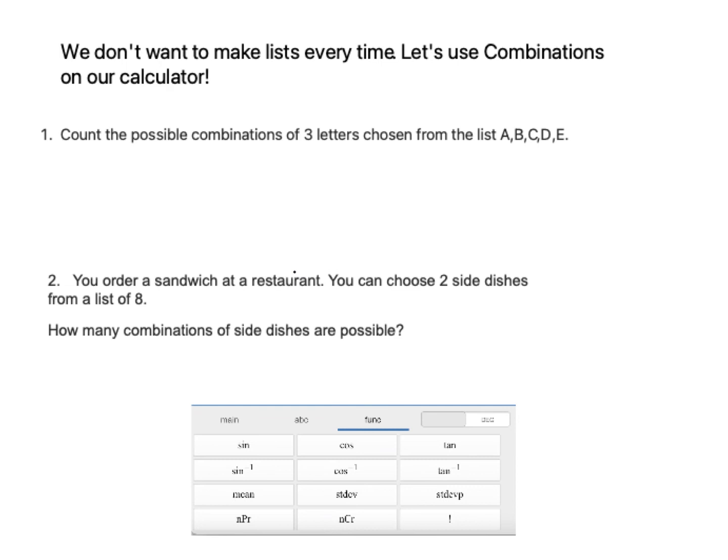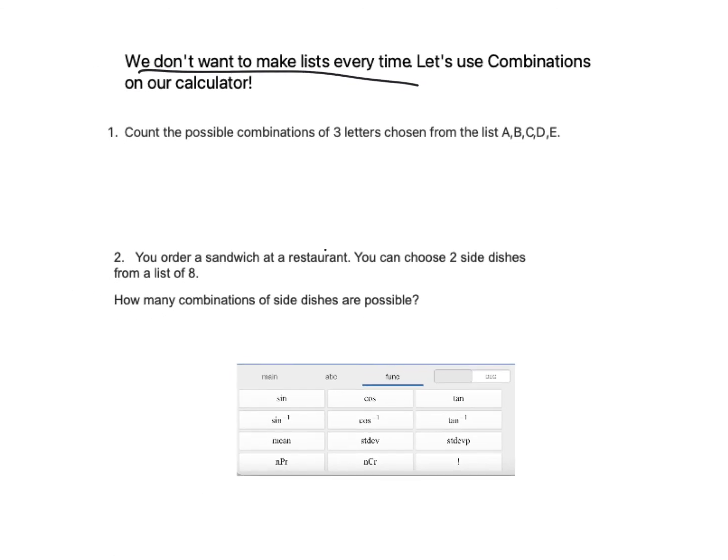So let's be honest, I don't want to have to make that organized list every single time that I have to figure out a combination. So again, there are combinations that you can use on your calculator. If we want to count the possible combinations, that's a keyword that we want to look for when we know whether we are using combinations or permutations of 3 letters from A, B, C, D, E. I don't want to make that whole list of however many there are and figure out how many overlap. So we can use our calculator.